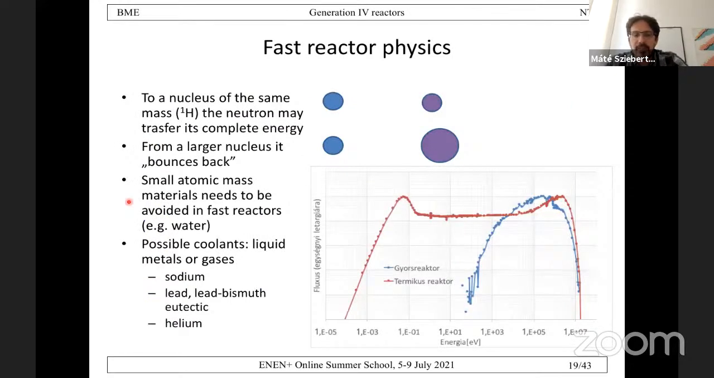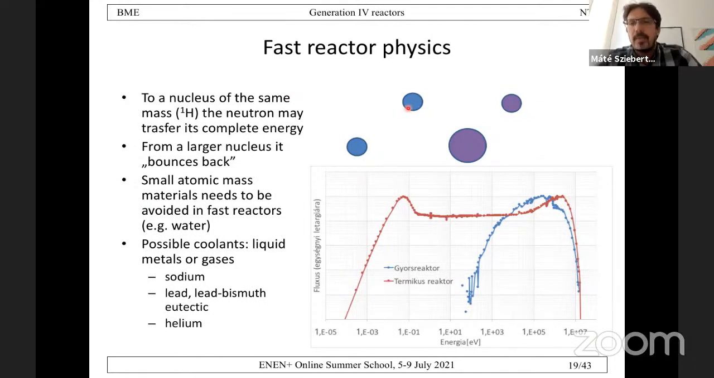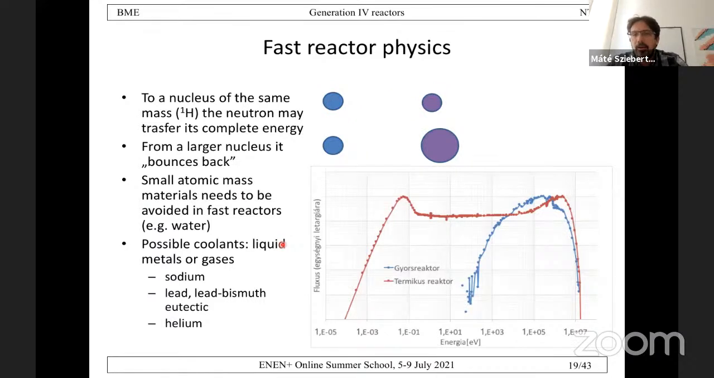A little bit about fast reactors. Why are they fast? Again, you need to remove the hydrogen, so the low mass element, as a moderator. You cannot use water as a coolant because that moderates the neutrons. Because when a neutron collides with a hydrogen, it can ideally pass its complete energy to the hydrogen, while, very simply saying, from a larger nucleus, it bounces back and keeps its energy.